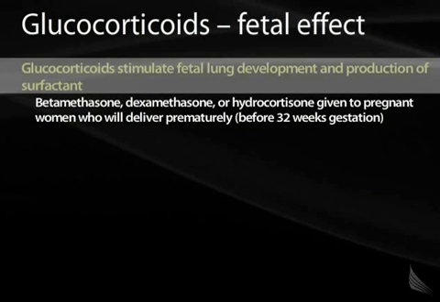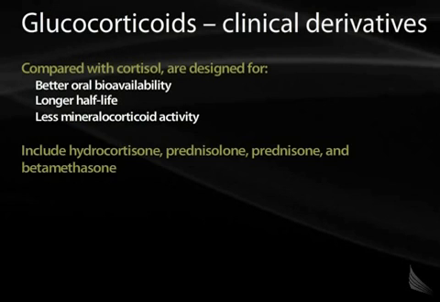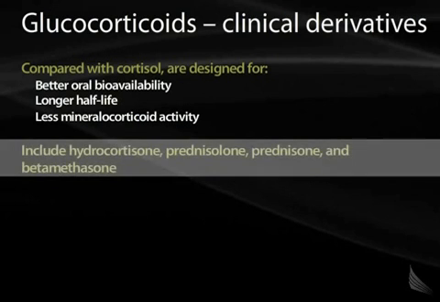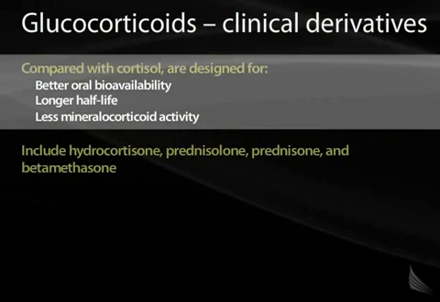Glucocorticoids also can stimulate fetal lung development and production of surfactant. Women who will deliver before 32 weeks gestation are often given a steroid in order to help the fetal lung mature so that it can breathe properly. The clinical derivatives of glucocorticoids include hydrocortisone, prednisolone, and betamethasone. Compared with cortisol, these have better bioavailability, a longer half-life, and less mineralocorticoid activity.